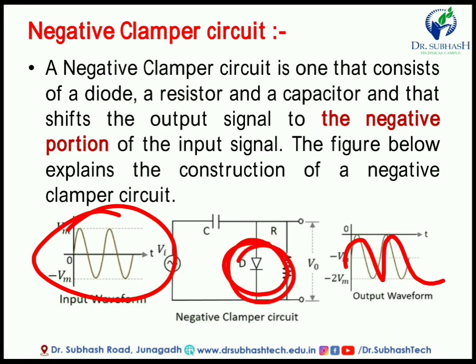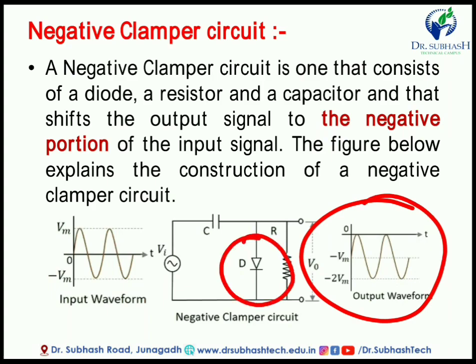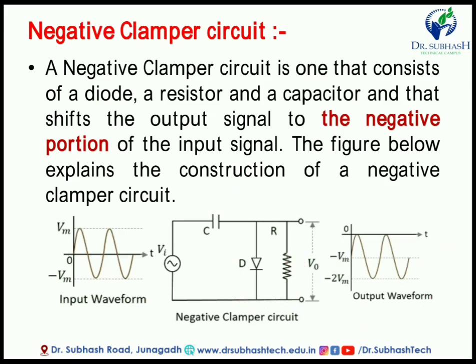And if you remember the positive clamper circuit completely, then there is no need to separately understand the negative, because the negative is exactly opposite of the positive clamper circuit. So here the waveform is also opposite, the direction of the diode is also opposite, and the capacitor and resistor are the same. So you can directly write or draw the circuit. Friends, you can take a screenshot, so you can draw the circuit in your notebook and remember it for exam purposes.